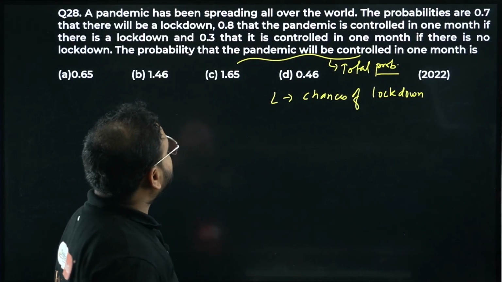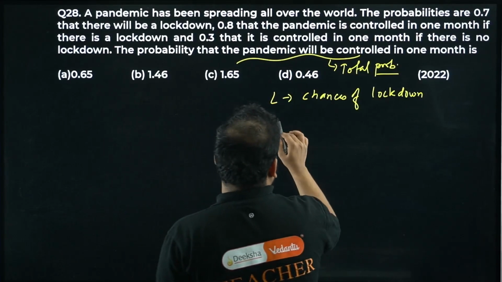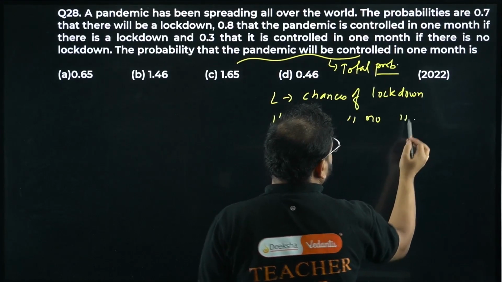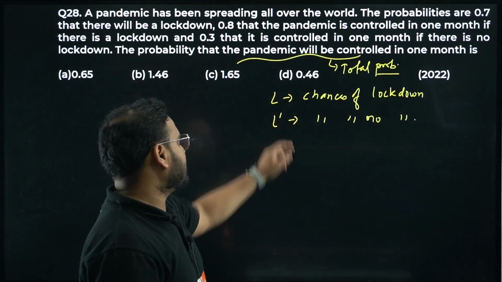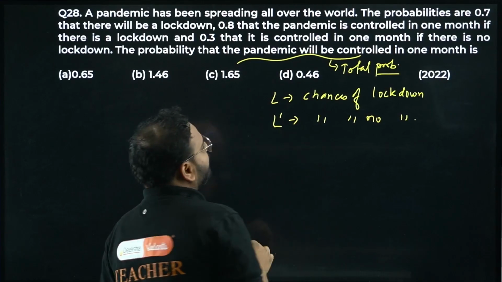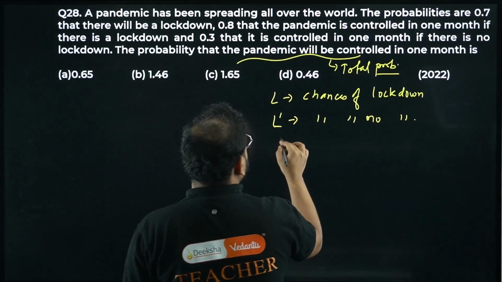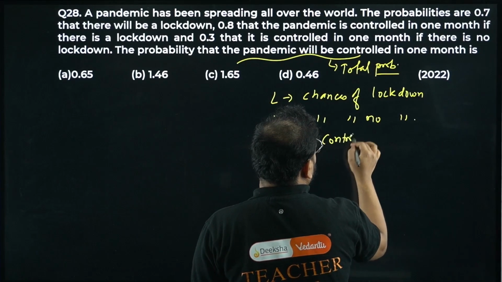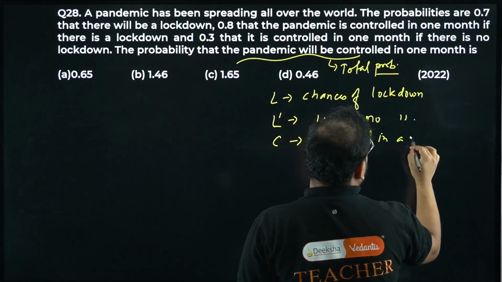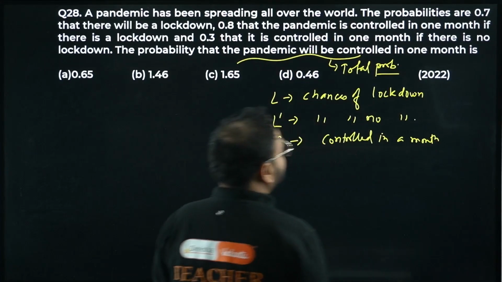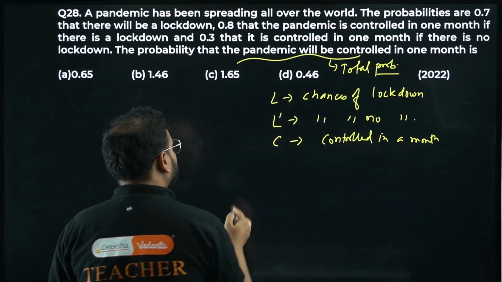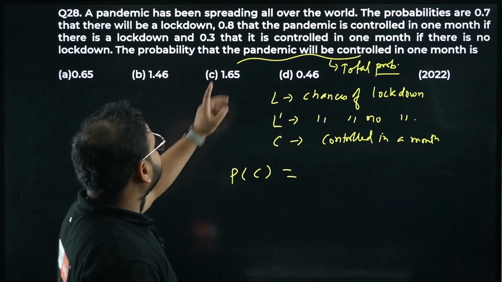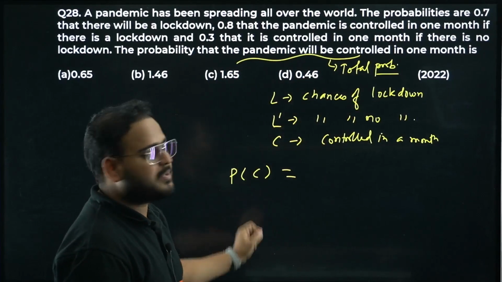And what else do we have? Of course, we'll have L dash as chances of no lockdown. The complement will be no lockdown, the opposite case, so I'm taking this as L dash. And the other thing is C. I'll take the event C as controlled in a month. Now, what am I looking for? Please check very carefully, I'm looking for P(C), the probability that the pandemic will be controlled in a month.